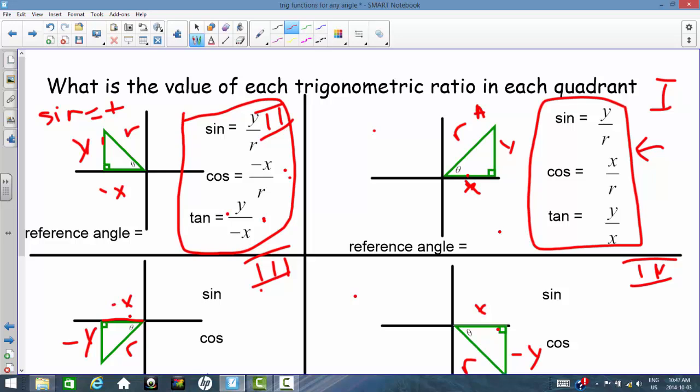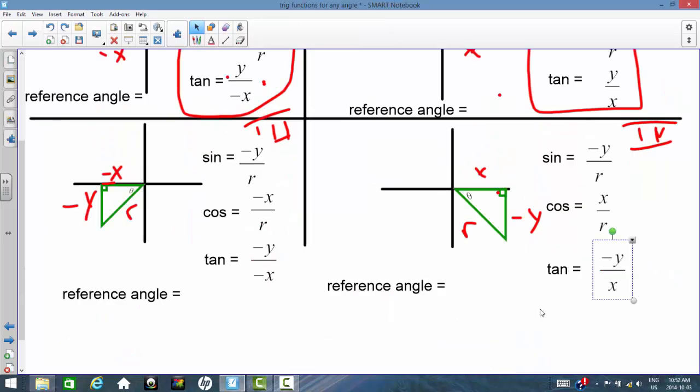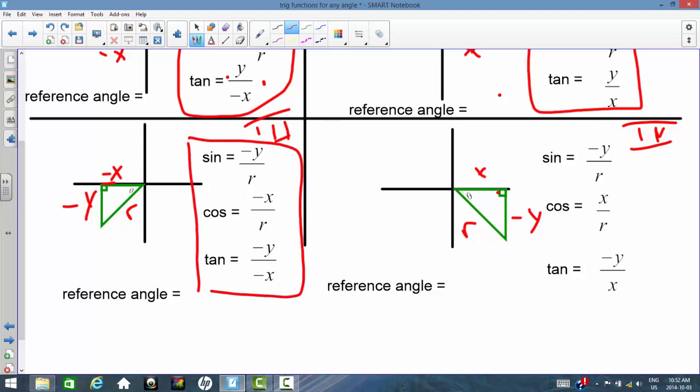So now I'm going to get you to pause it again, and I'm going to pause mine, and I'm going to write in the values for the third and the fourth quadrant. Okay, so I'm just going to pause this for a second. Okay, now I've written down all of the values for each of these, and you can pause the video and write them down.